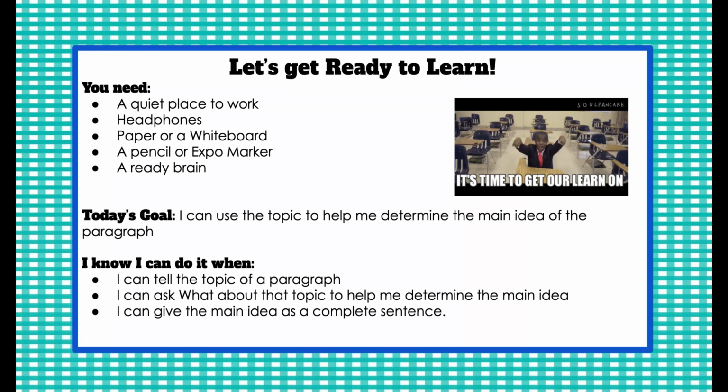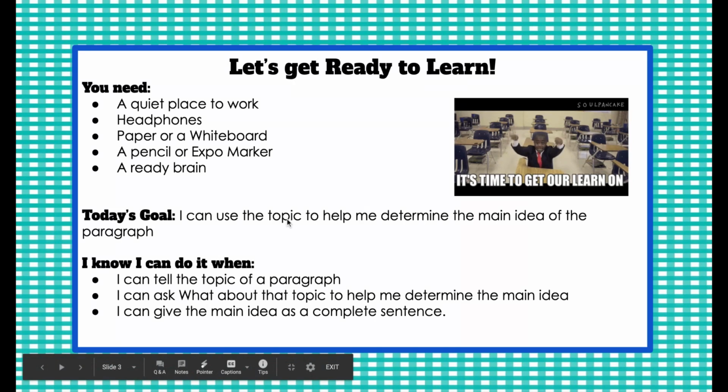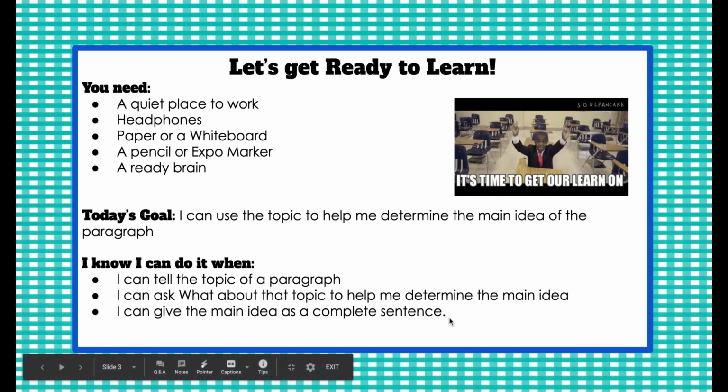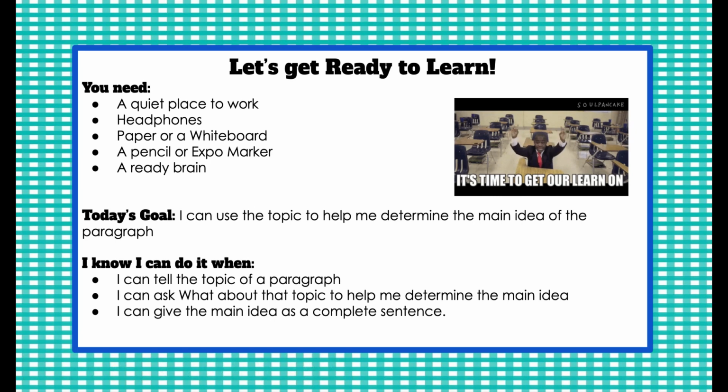Here's our goal for today. We want to be able to use the topic to help you determine the main idea of a paragraph. So we've got 3 big ideas here. We're working in paragraphs today, so just short bits of text. We're going to need to be able to find the topic and use the topic to determine the main idea. So we'll know we can do it when we can tell the topic of a paragraph. Once we can do that, we're going to ask ourselves, what about that topic? That's going to help us determine the main idea. Finally, we have to be able to give that main idea as a complete sentence. So those are the 3 pieces we're going to work on today.